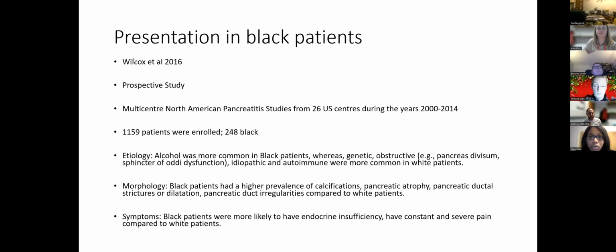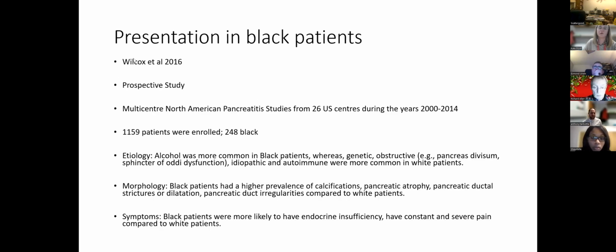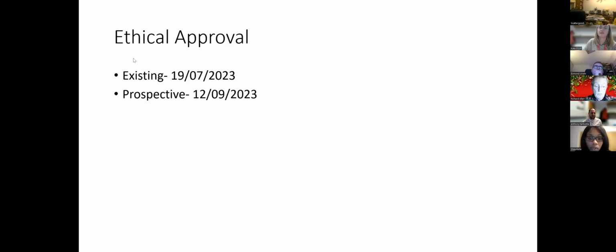For some reason, I can't make the screen any bigger. I think we can read it okay. No, it is okay. The Wilcox et al. Yeah.